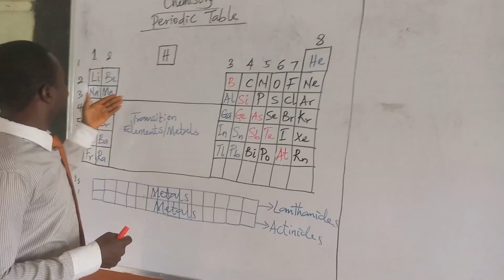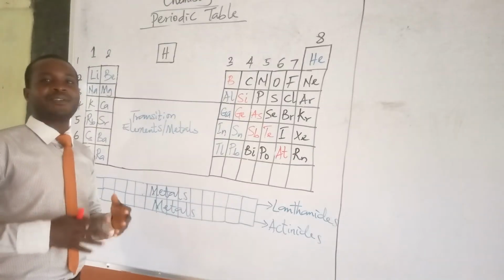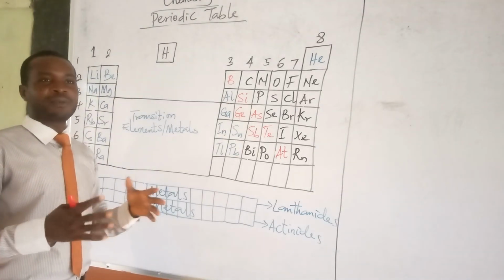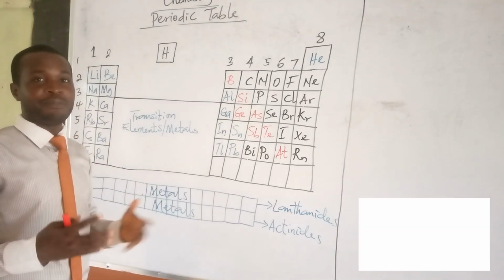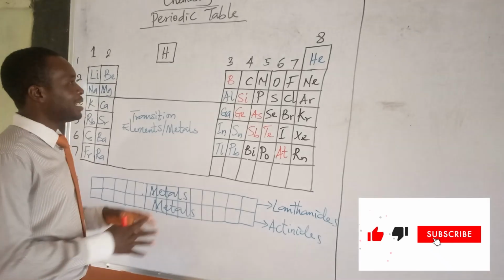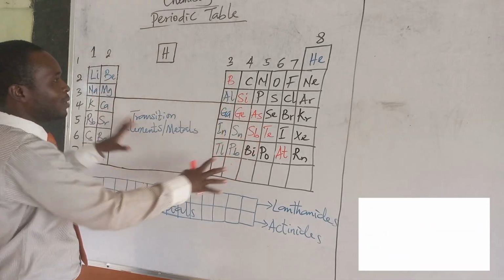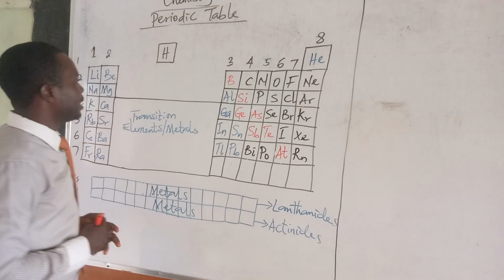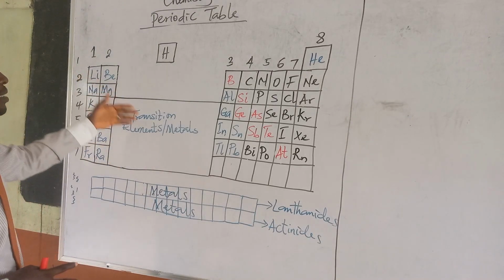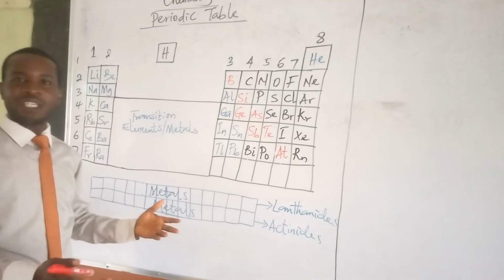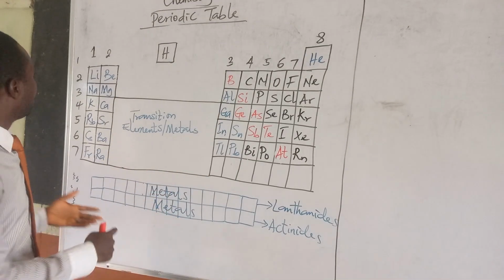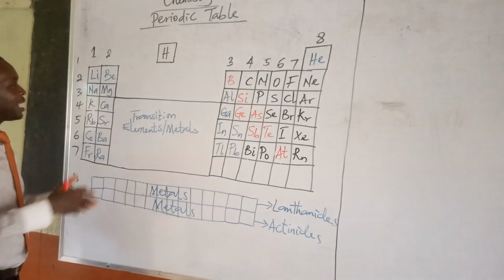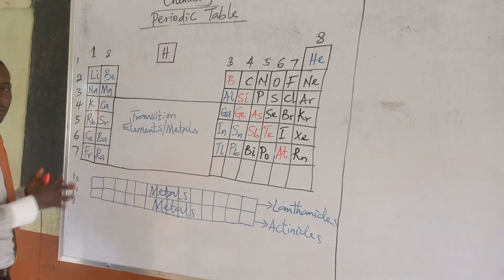Now, when elements are arranged in this form, it is observed that there is a recurrence of behavior, and that is why we have this particular table called the periodic table. As you can see, all our elements have been arranged in rows, the horizontal rows and the vertical columns.